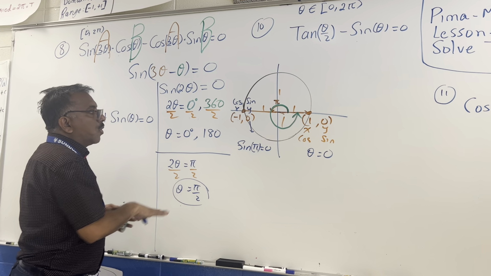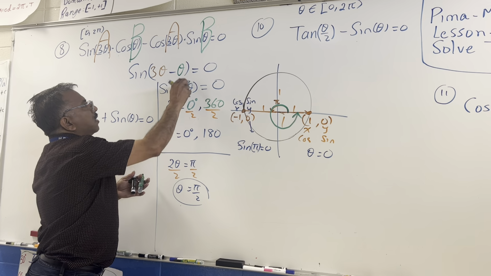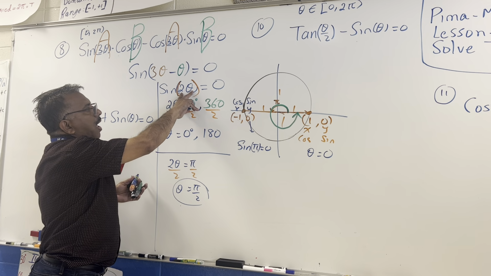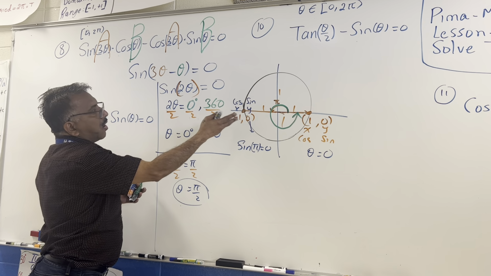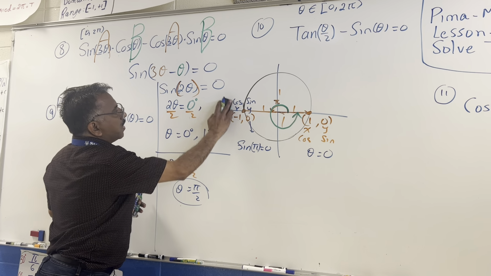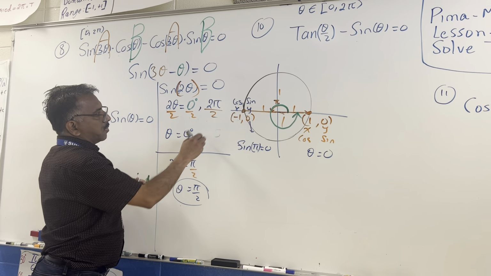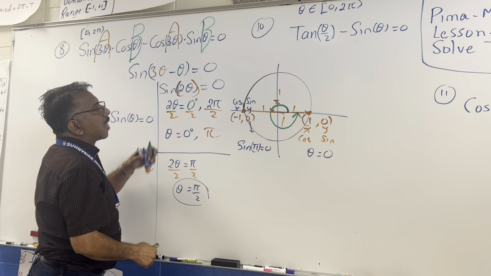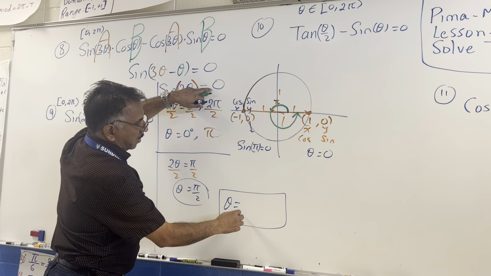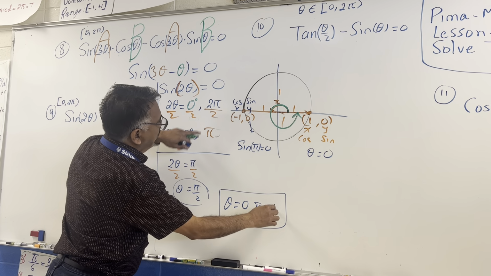So you have more answers. This was 2 theta. See, the angle here is 2 theta. So that is 0, either 0 or 180, which is pi. Or 360 also, but when you divide, you get 180 degrees, right? So instead of 360 degrees, let me write it as 2 pi. So when you divide by 2, it becomes pi. So you have how many answers? So your final answer is, theta is 0, theta is pi by 2, and theta is pi.